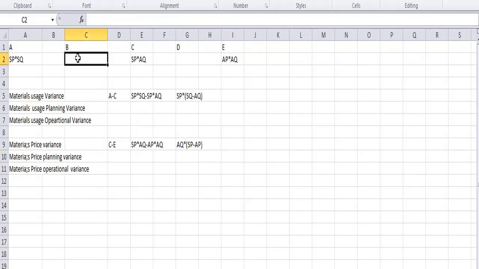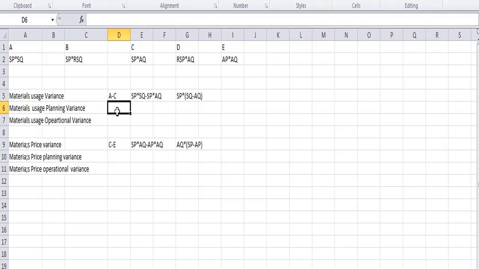Let me extend this one. I will make a few changes. First I will write SP into revised standard quantity, and here I will write revised standard price into AQ. To remember this, what is the difference between these two? It is our price variance, so it means we have to revise our standard price. And what is the difference between the first and third? It's a usage variance, so we have to revise the standard quantity. I hope up to this it is clear.